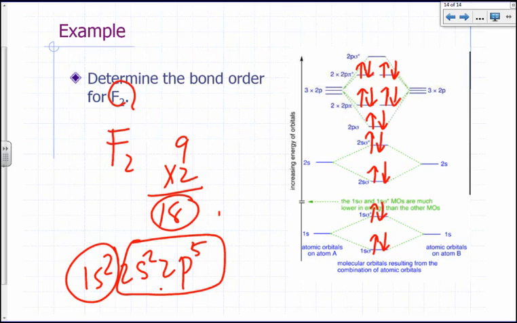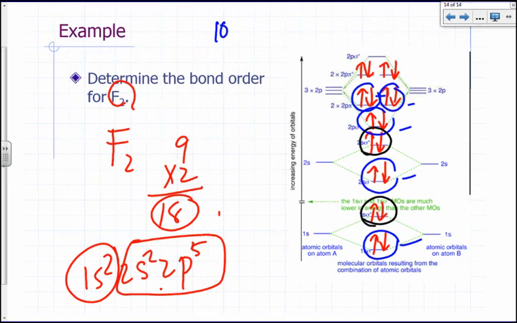Now, if you look at these orbitals, let's look at the bonding orbitals. This is bonding, this is bonding, this is bonding, this is bonding, that's bonding. So you have 2, 4, 6, 8, 10 electrons in bonding orbitals. And the number of electrons in the anti-bonding orbitals are 2, 4, 6, 8. So 10 minus 8, divided by 2, gives you 1. The bond order for fluorine is 1, so we expect fluorine to have a single bond.